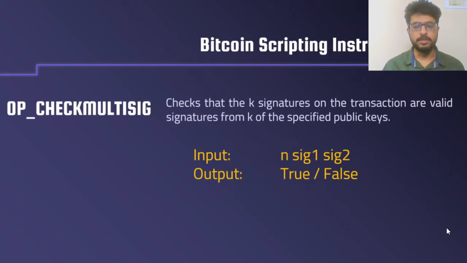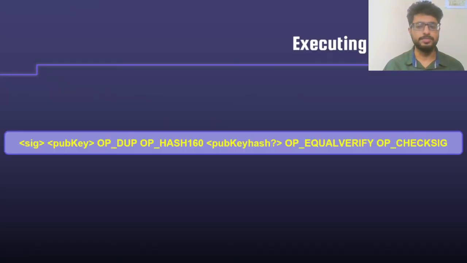OP_CHECKMULTISIG compares the first signature against each public key until it finds a match, and continues the process for the other signatures. It is repeated until all the signatures have been checked. All the signatures need to match a public key. If all signatures are valid, 1 is returned, 0 otherwise. It is built-in support for joint signatures, so this checks multiple signatures with one instruction.